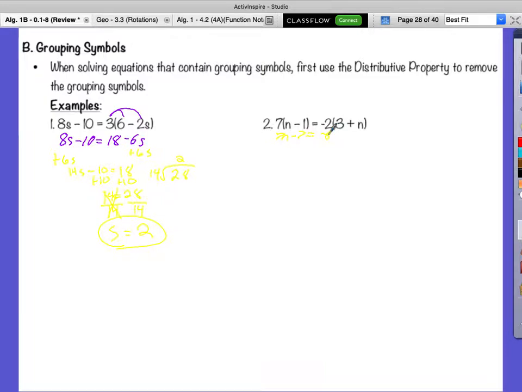-2 plus n is -2 times n, -2n. Yeah. And then 7n subtract 2n is +2. Move it across, yep.